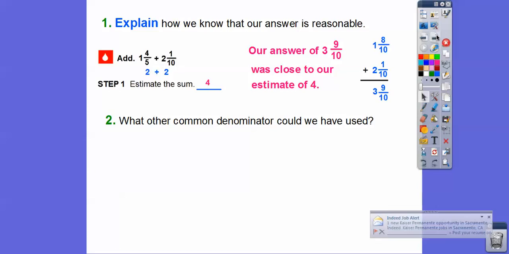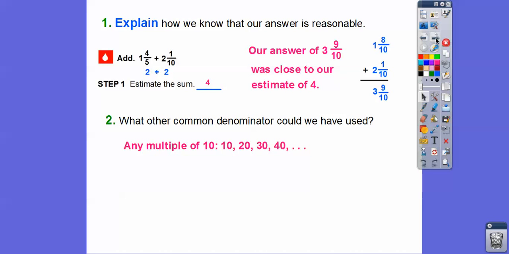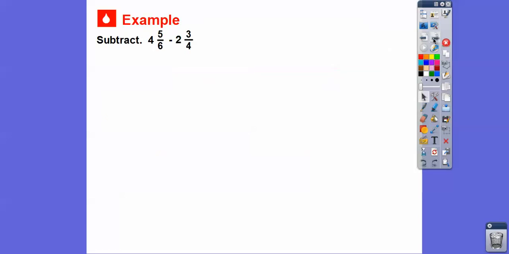So what other common denominators could we have used? Well, with 5 and 10, any multiple of 10, because any multiple of 10 is 10, 20, 30, 40, 50, and 5 goes into any multiple of 10, so any multiple of 10 would have worked. We just would have had to reduce it at the end a little bit more.